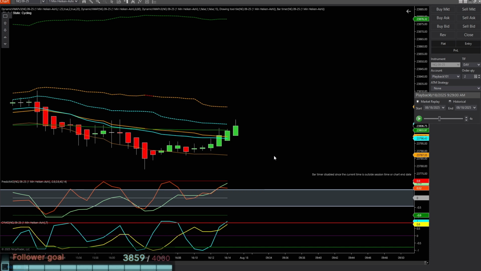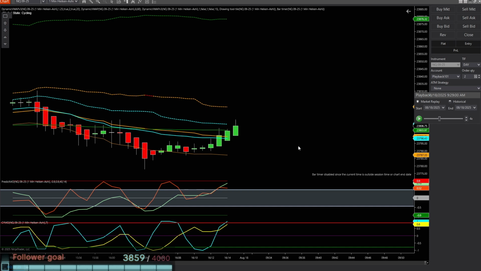So what we're going to do is we're going to run this bad boy. We're going to do this session from the open through about 10:30 or so, which is honestly more than enough to show how responsive these tools are in real time. And just like the bot that we have in the Discord called it, this market was set to cycle.